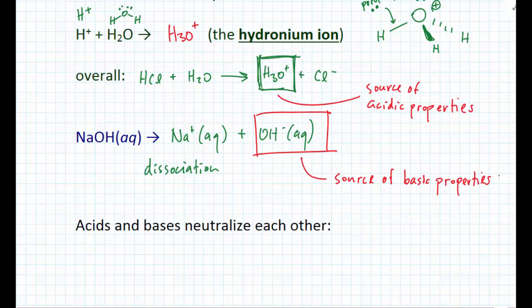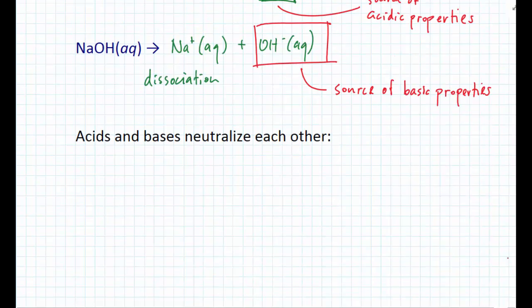So, hydronium for acids, hydroxide for bases. Acids and bases neutralize each other, because if we have hydronium ions and hydroxide ions, they will combine to form what? Two waters.